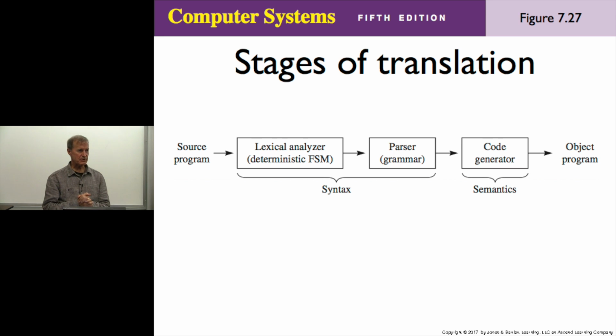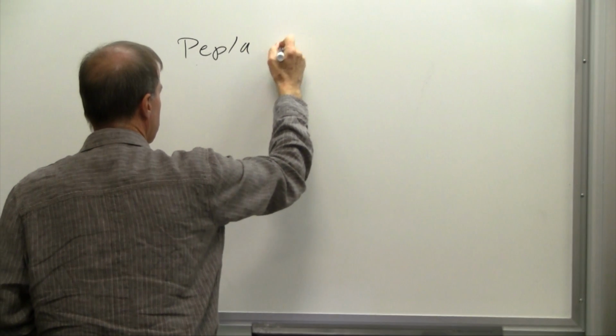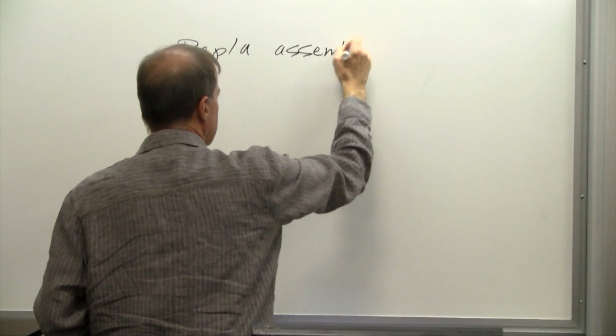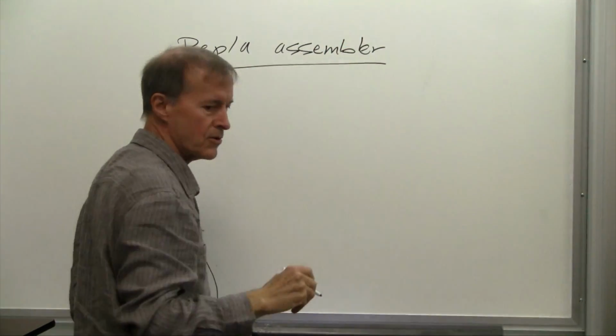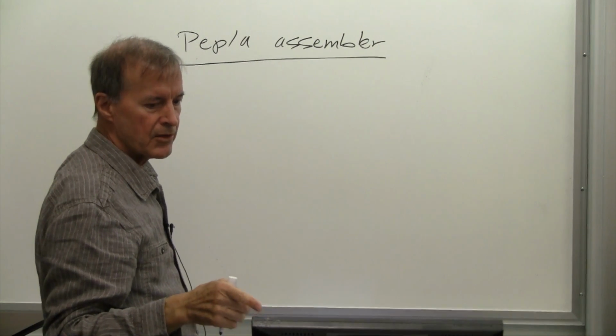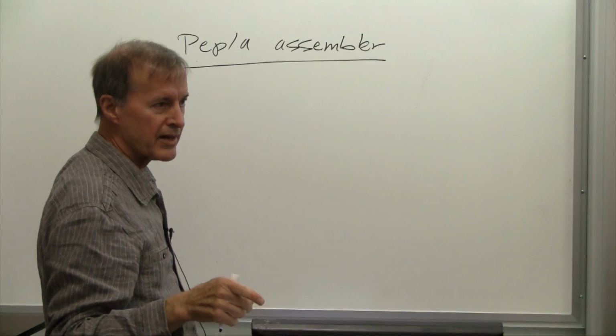Now, actually, I didn't mention this before, but it is on the figure. The first 2 phases together, the lexical analyzer and the parser, that is called syntax. What you're doing is you're analyzing the syntax of the program. And the code generation is what's called the semantics, the meaning behind the syntax. Now, this is the way it is for an HOL6 language. However, what we're going to illustrate now is that for our PEP9 assembler, the parser is not based on a grammar. So unlike in figure 7.27, the parser is based on another finite state machine.